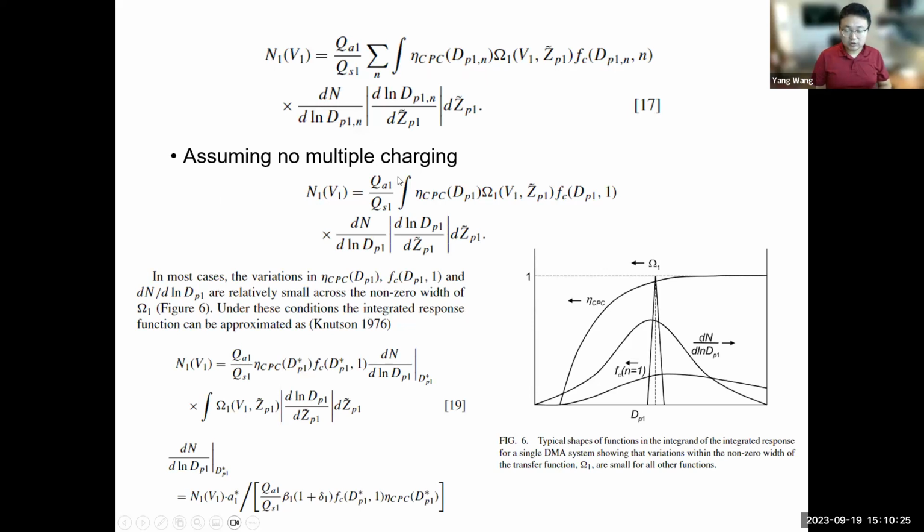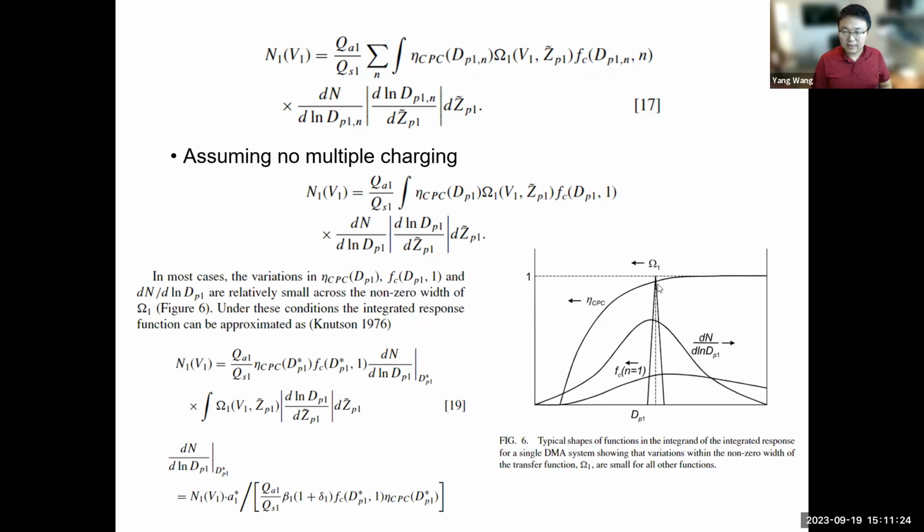Further, if we assume that there is no multiple charging, which means the particles can carry at most one charge, either positive or negative, then you can remove this summation sign here. And further, you multiply the terms on both the denominator and numerator, so you are converting that to the size distribution function here. These functions can be determined by the relationship between particle size and mobility. You have the expressions for these different terms, and then you can calculate the derivative here. Because of that, these terms can be seen as constants, for example the CPC detection efficiency, the size distribution here, and the charge distribution here.